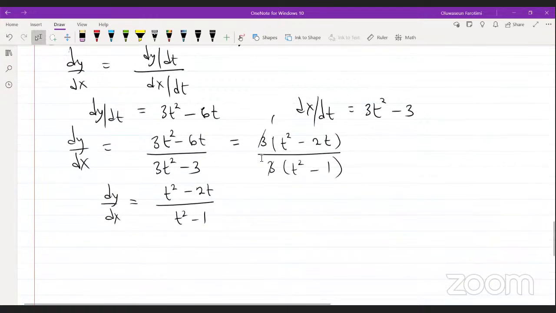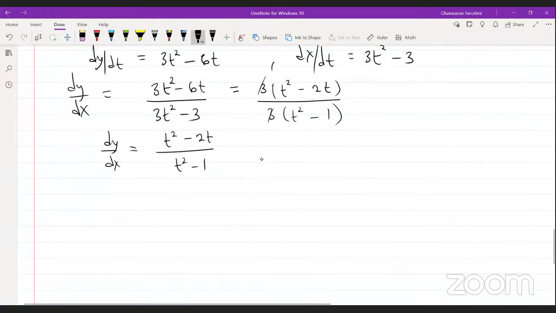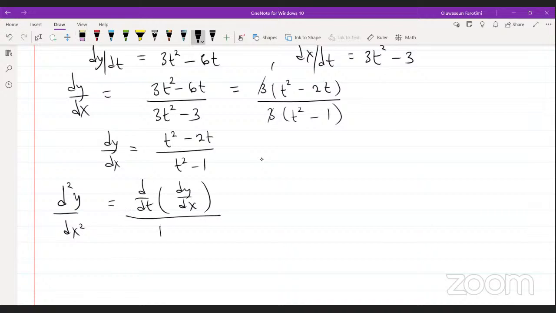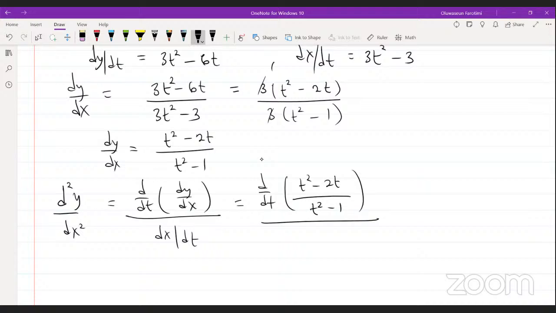Now, if you want to even step it up a little bit, if you need a second derivative, what do you do? Okay, so this is d squared y over dx squared, d/dt of dy/dx divided by dx/dt. Sometimes it can be complicated, like in this case, I have to use the quotient rule, okay? What was dx/dt? That was 3t squared minus 3.